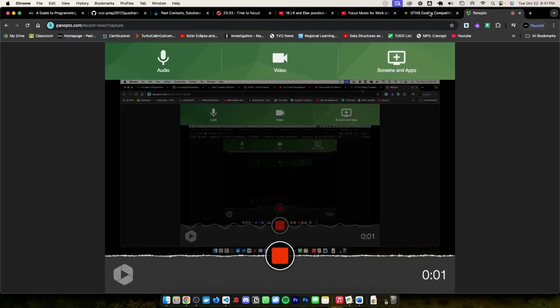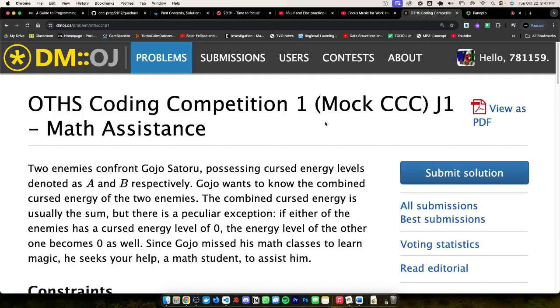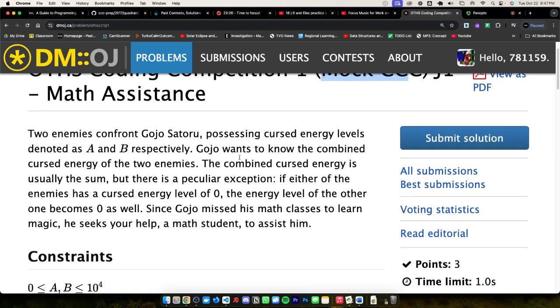Today, we are going to be solving this coding competition, which is part of the mock Canadian computing competition. J1. Two enemies confront Jojo Satoru, possessing cursed energy levels denoted as A and B respectively. Gojo wants to know the combined cursed energy of the two enemies.